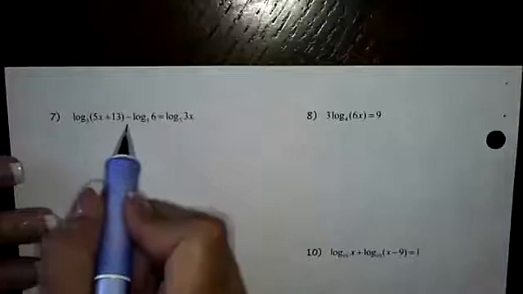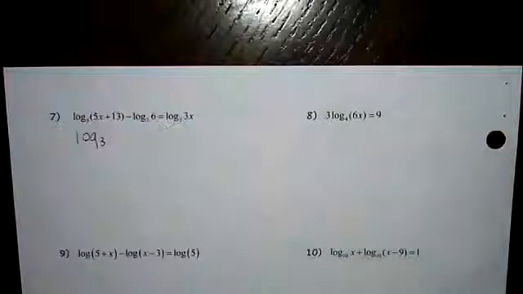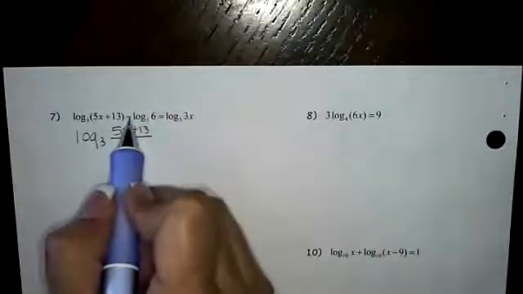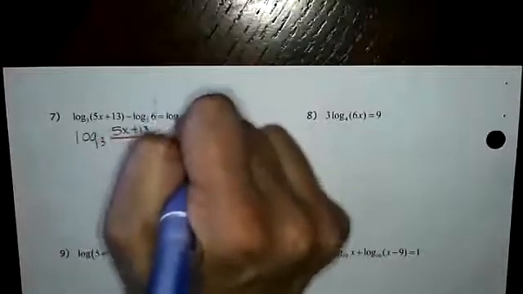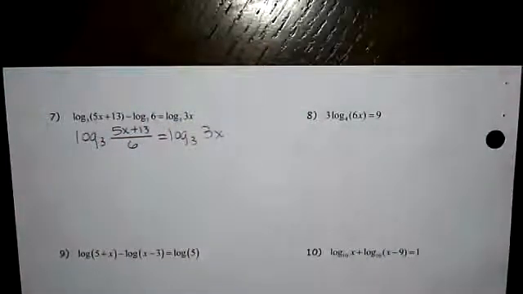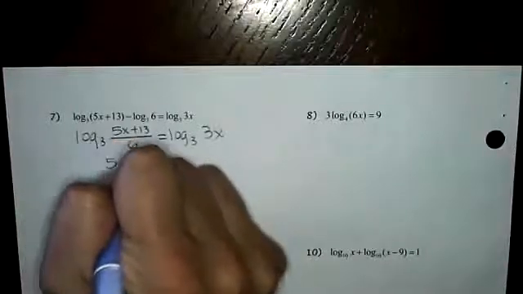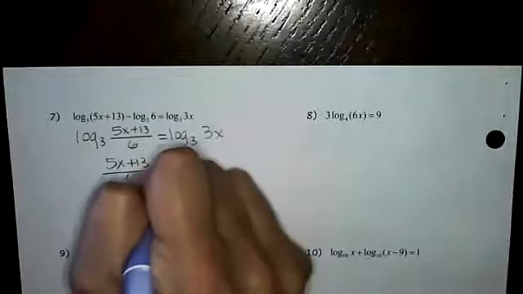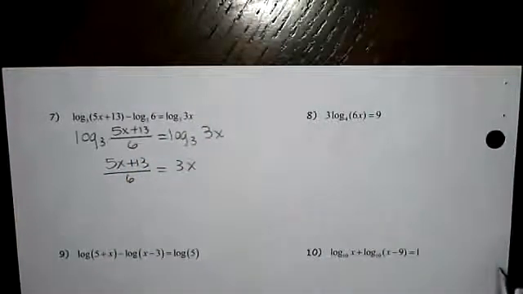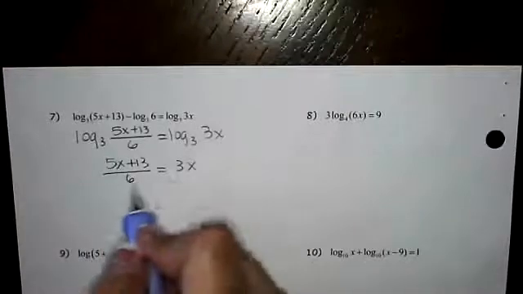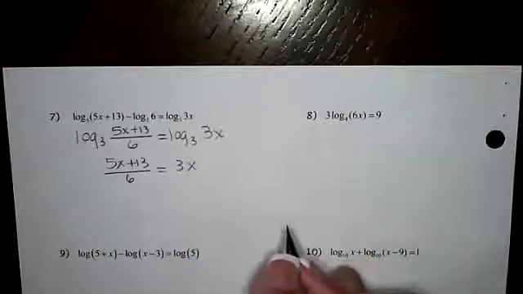Again, I use my log properties to condense that. So I keep my log base 3. This is separated by subtraction, so I'm going to get 5x plus 13 over 6. I'm dividing because of that minus, equals log base 3 of 3x. Now that we've got one log on each side, I can go ahead and set the arguments equal to each other. So 5x plus 13 over 6 is equal to 3x. In rationals, we learned that you can cross multiply to solve this. So that would be what I would do to solve this.